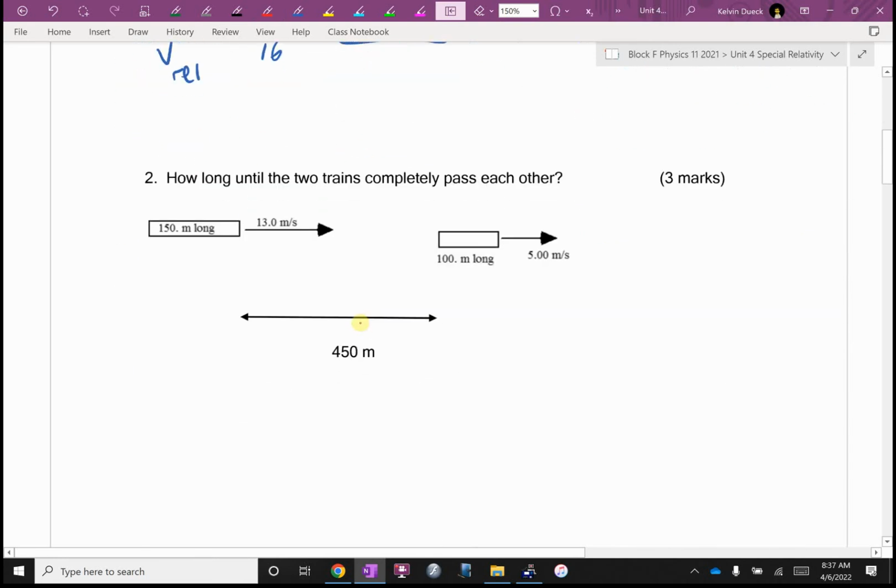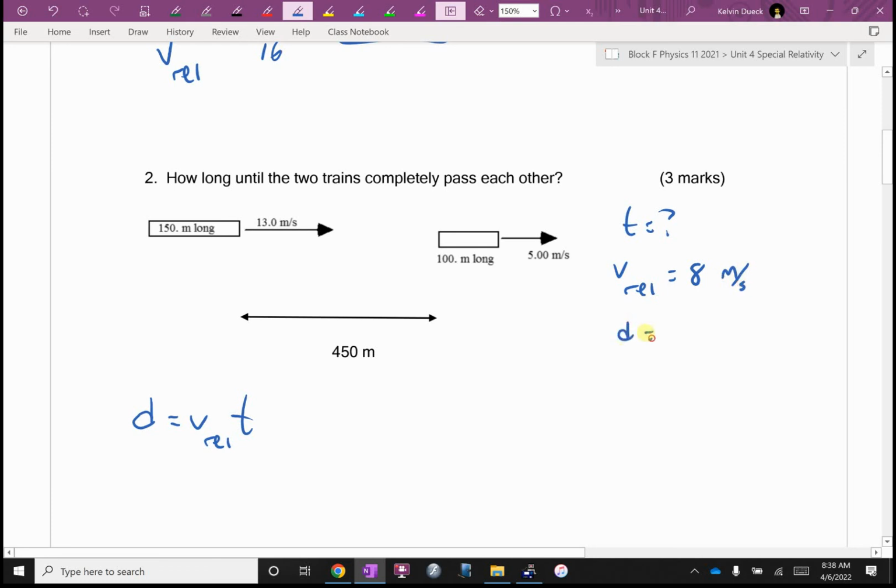Number 2, very similar question, but now the trains are going in the same direction. But again, Scott, I'm going to start out using D equals the relative speed times T. I'm going to make a little note to myself. This wants me to find T. So that must mean I can figure out the relative speed. When we're going in the same direction, rear-end collisions are not as bad as getting head-on, so it's going to be a smaller relative speed. It's going to be 13 minus 5. It's going to be 8 meters per second.